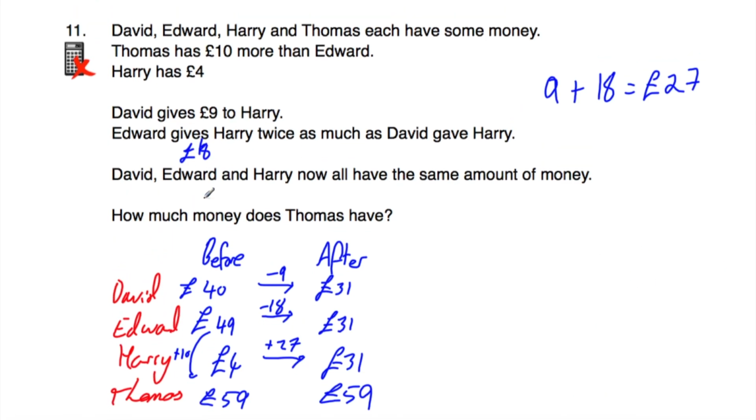Now that question had quite a lot of things going on. We had how much money they had before, some people gave some people money, and how much money they had at the end. So I found a little table like that just helped me figure out what was going on.